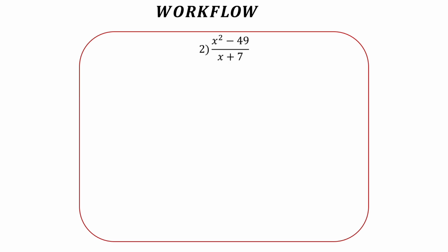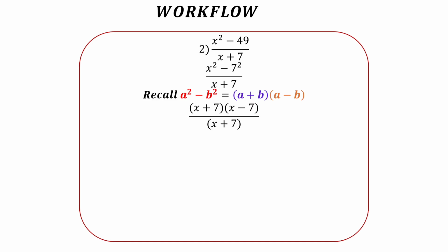Moving on to number 2, quite similar to the first one, right? So we focus on the numerator. 49 can be written as 7 squared, so you can rewrite the whole fraction as this, which is x squared minus 7 squared all over x plus 7. And then we recall our formula, and then we can expand the numerator to get x plus 7 and x minus 7 both in separate brackets.